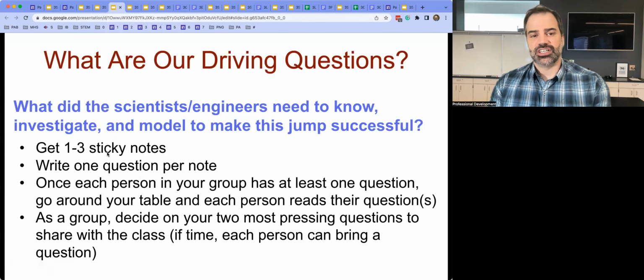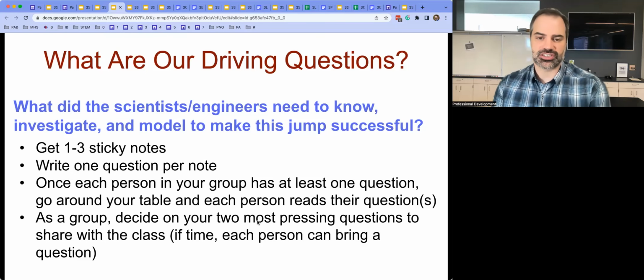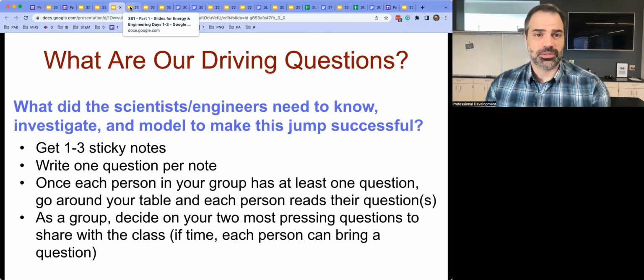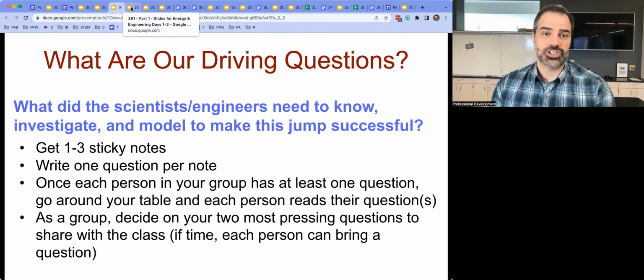They each get a few sticky notes. Each student comes up and checks with their table group so that we make sure we get a variety. But what as scientists or engineers do we need to know to investigate and model to make this jump successful? This is such a great time to get some student leadership. They can be organizing this, clumping them on the board, and then every couple of days you can cycle back and see how much we're following their plan and answering the questions that they came up with.